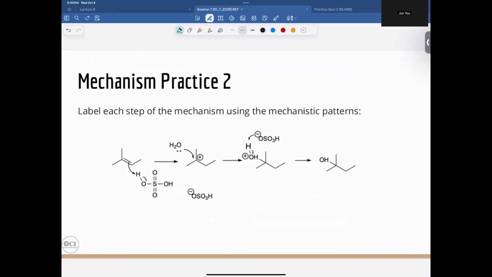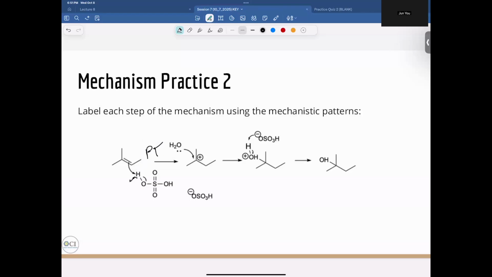And we got another one. I'm gonna label each step of this mechanism. All right, let's go over this. So we see right here, it's picking up that hydrogen. Another name for our hydrogen is a proton. Do we know what that's called? Yeah, proton transfer, good.